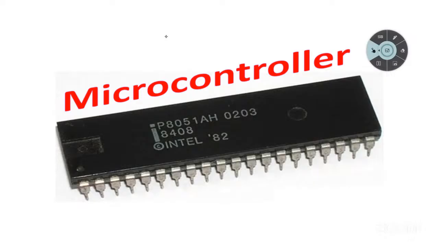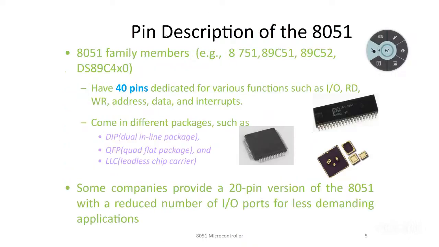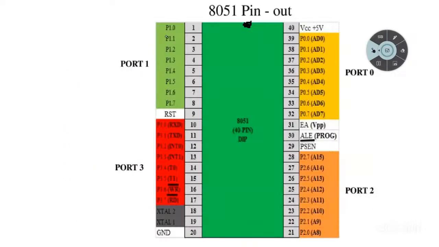So from this, keep the IC like this. It should be on the opposite side. Here you can see this one is the knob. Here pins 1 to 20 and 21 to 40.